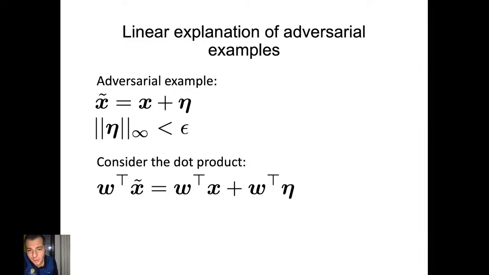And then when you consider the dot product, if you take, let's say, a layer in the neural network, you have the weights that are multiplied with this adversarial example. The adversarial example is equal to the original example plus this noise pattern, so you multiply the weights with x and you add the weights multiplied with the noise. The result of this dot product is the activation of the layer.